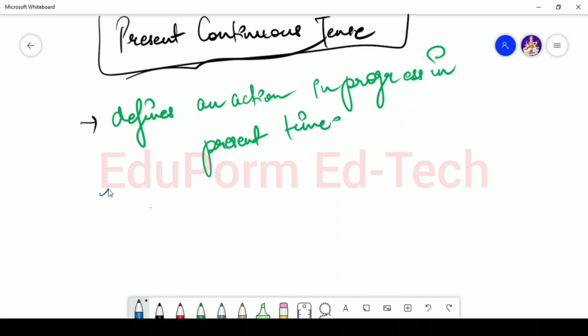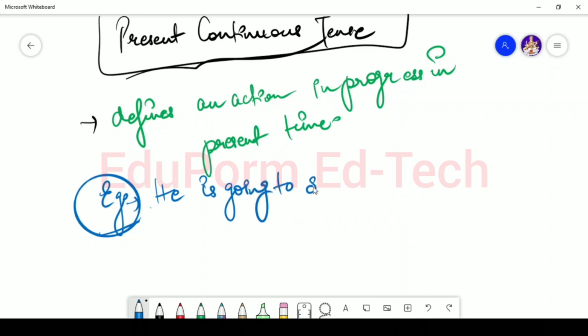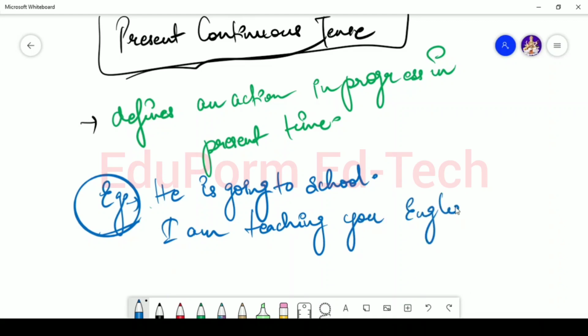Let's say, for example, he is going to school, or if I say that I am teaching you English. Okay, so I am teaching you English, and the first example was he is going to school. Let's add one more example, that is it is raining outside.